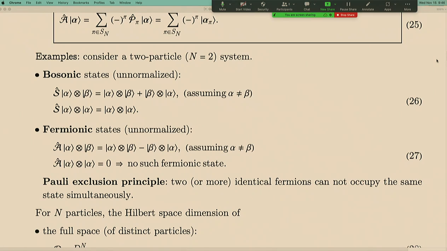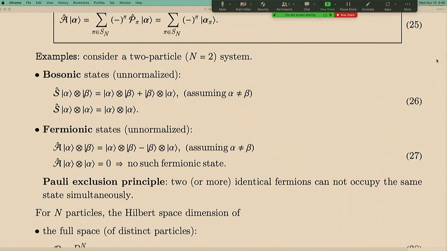For example, you have alpha alpha. In that case, the basis state is already symmetric. Then if you try to symmetrize it, maybe there's a factor 2 here, but that's not important because the basis can always be normalized later. So under the symmetric operation, it's alpha alpha plus alpha alpha, basically, and then that is still alpha alpha.